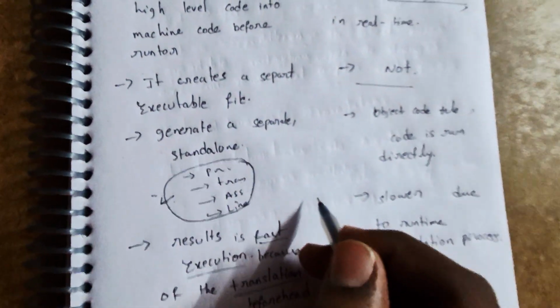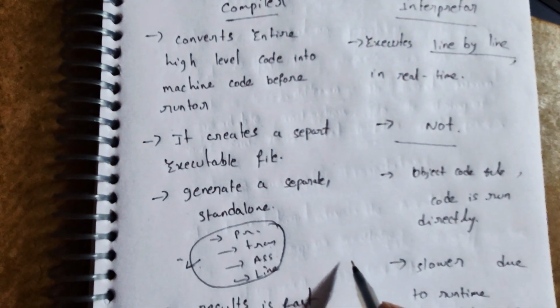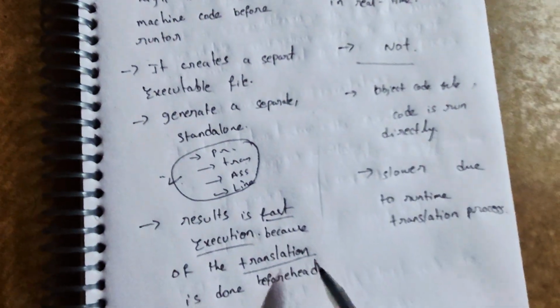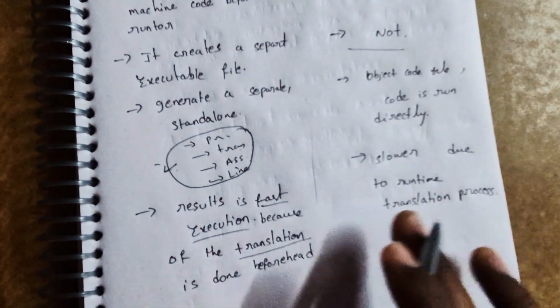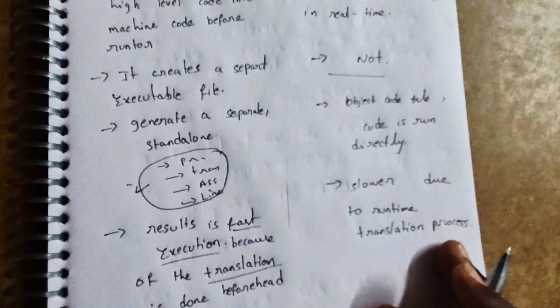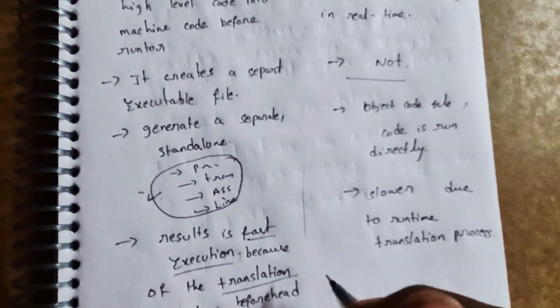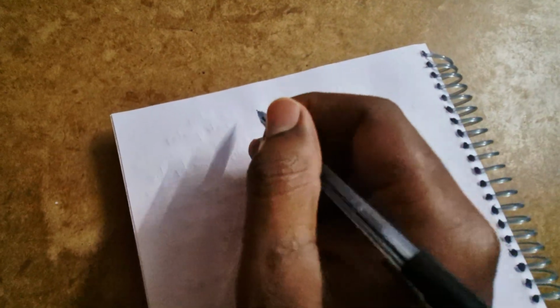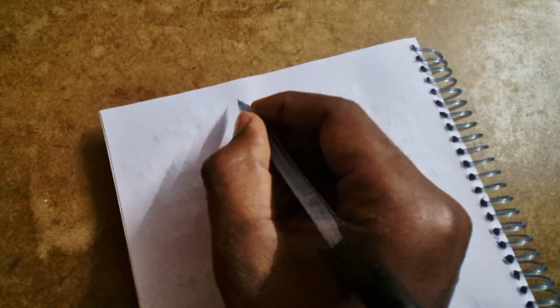This is the compiler and interpreter, discussing the difference between compiler and interpreter very clearly, I think. Everyone understand? Let's discuss compilation stages.